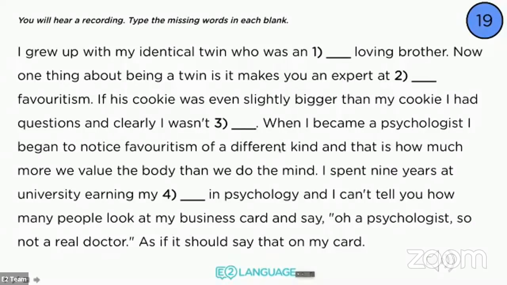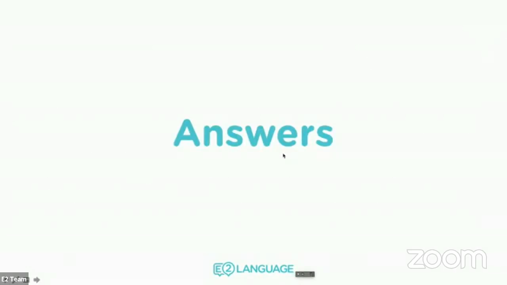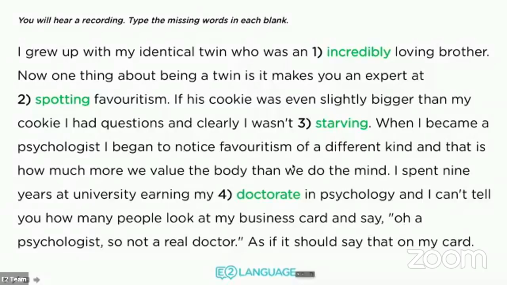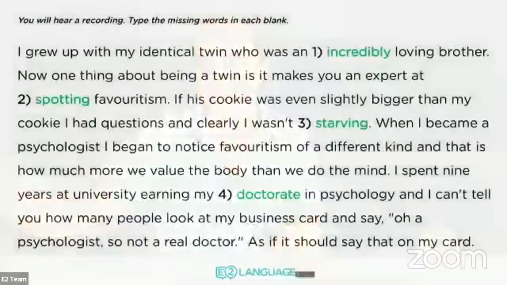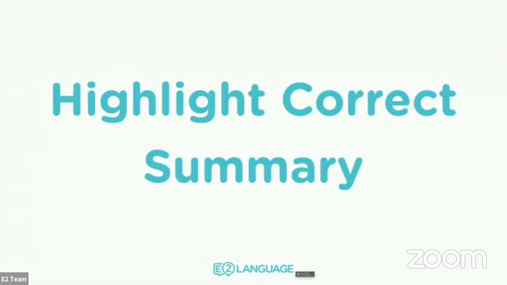All right, you should have the answers by now. The answers are incredibly, spotting, double T. If you had one T, it would be incorrect. Starving, doctorate. They were the correct answers. Just let me check that this is the same thing. Yes, it's all good. How did you go? Out of 4, please tell me what you got in the chat. I'll be curious. And let's move on to highlight correct summary.